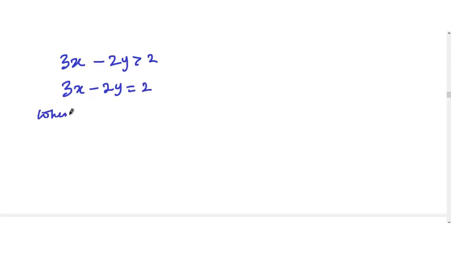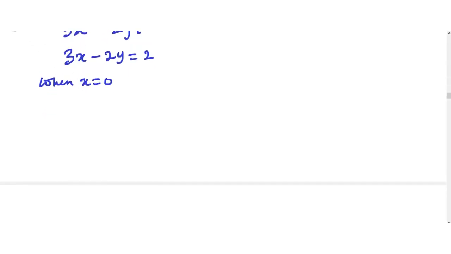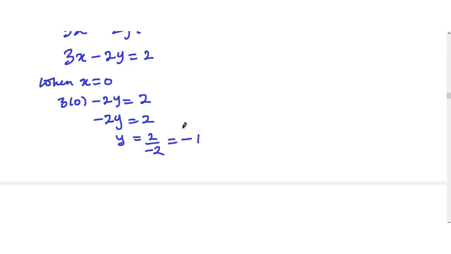So when x is equal to 0, we're going to be having 3 into bracket 0 minus 2y is equal to 2. So minus 2y is equal to 2. So y will give us 2 over minus 2, which will result to minus 1.